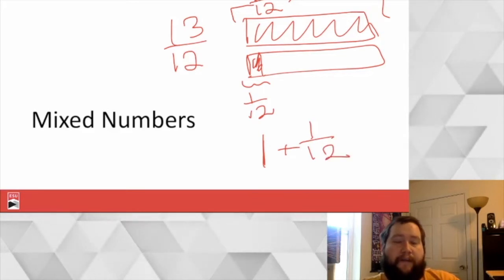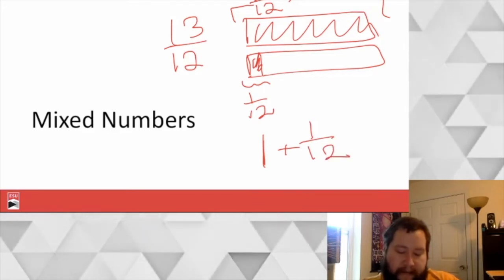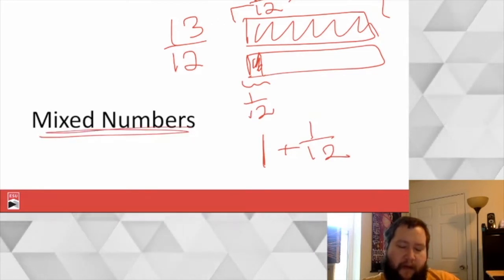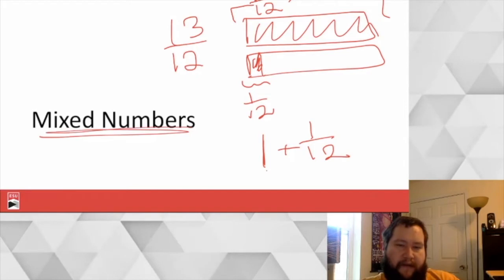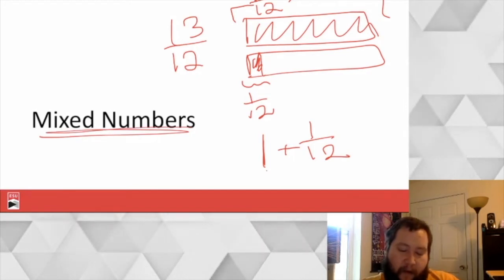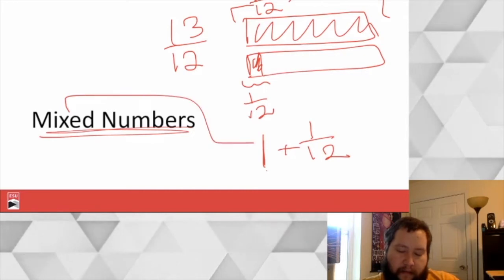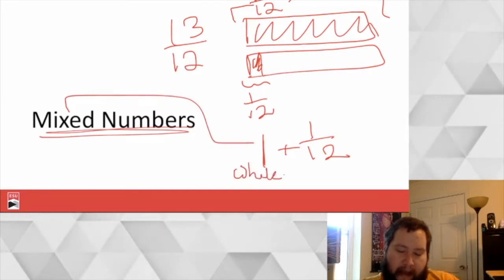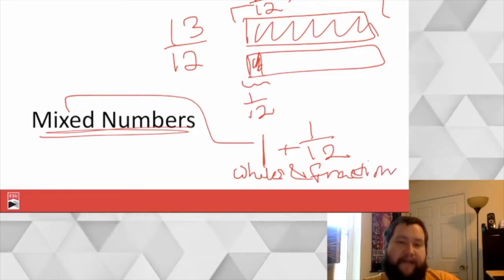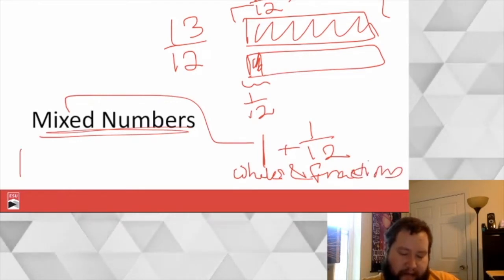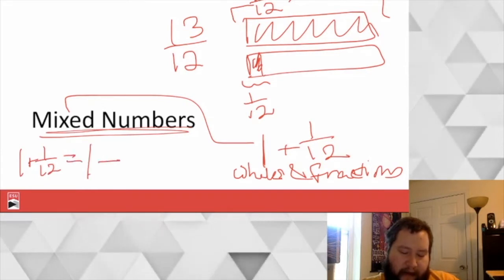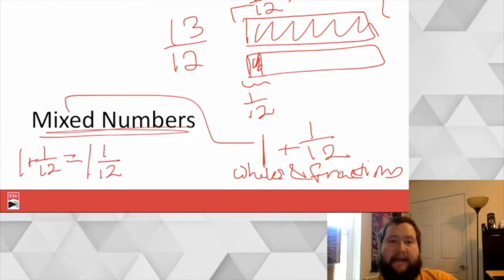And so when we talk about mixed numbers, which is interesting because a 1 and a 12th are both numbers, so they're just numbers. But what we have mixed is we have wholes and fractions. And so to save us some effort, instead of writing 1 plus a 12th, we write mixed numbers as 1, and then right next to it, we stick the 12th.